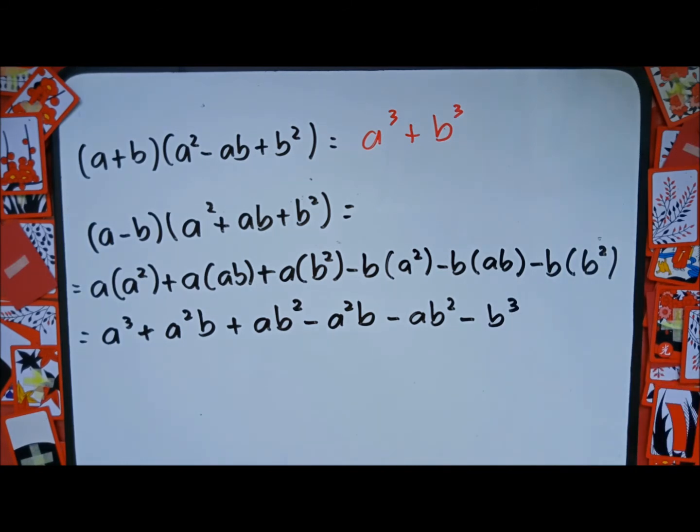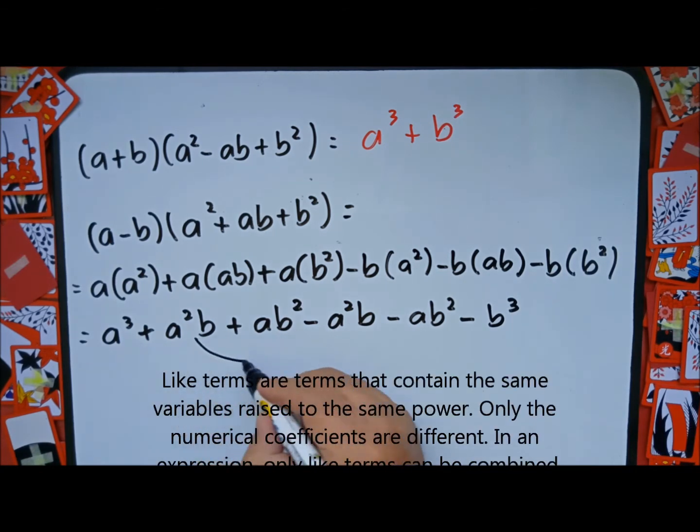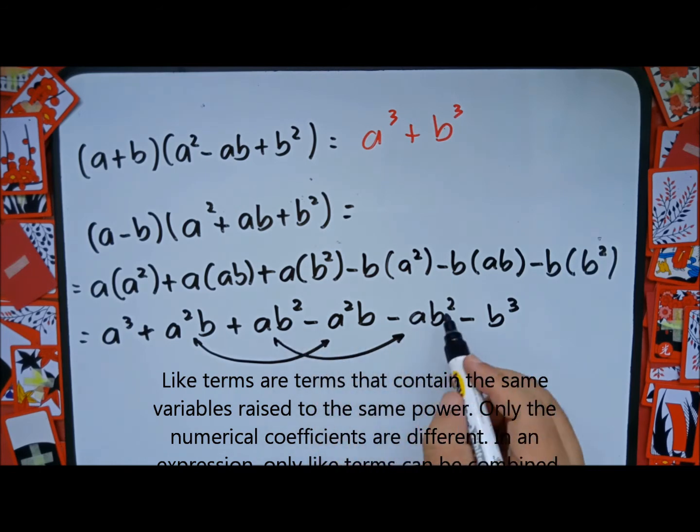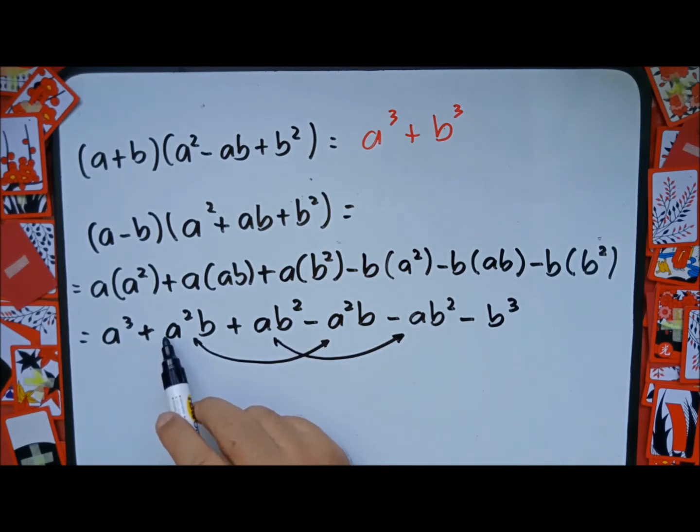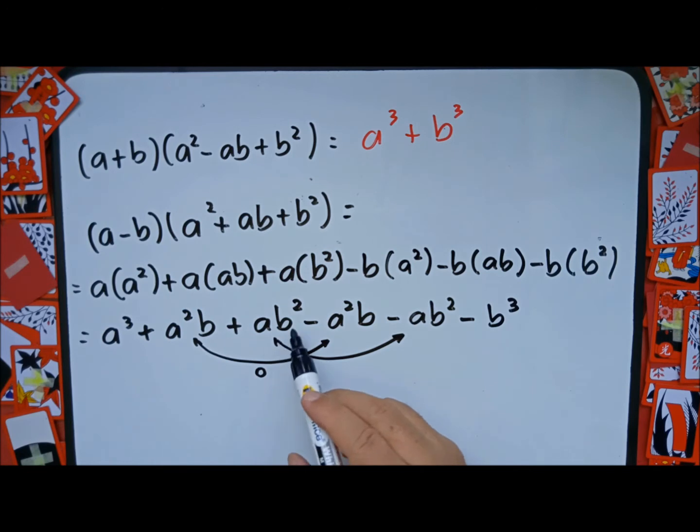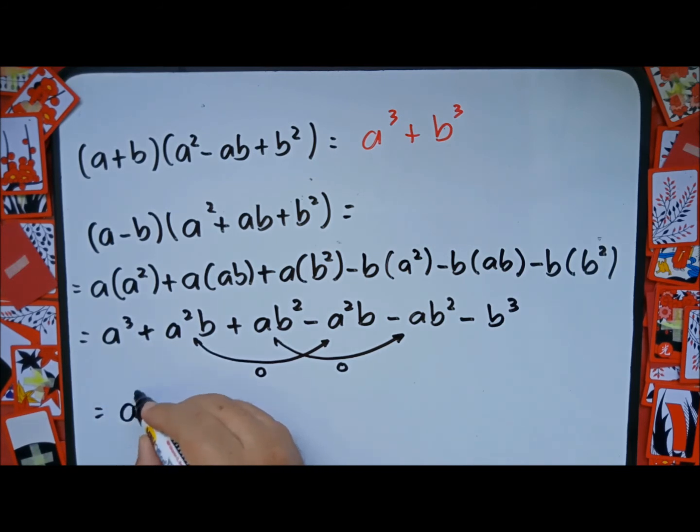Now, are there like terms? Yes, these two are like terms. Same variable, same exponent. These two are like terms. Same variable, same exponents. Now, 1a squared b minus 1a squared b. 1 minus 1, this will become 0. 1ab squared minus 1ab squared. 1 minus 1 will also become 0. So what will remain is a cubed minus b cubed.